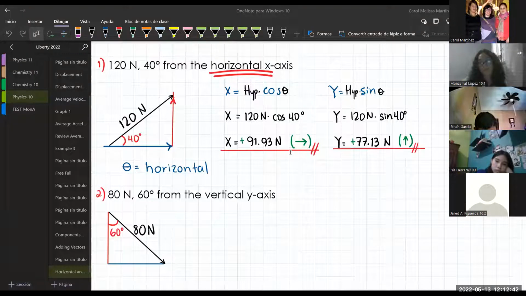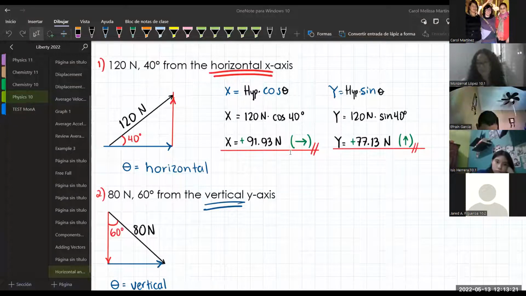So where is this vector going, up or down? Down. Vector is going down, is going right or left? Right. It's going right, okay? So what type of angle is this? Vertical or horizontal? Vertical. Yes, it says from the vertical axis, and the vertical axis is this one, okay?